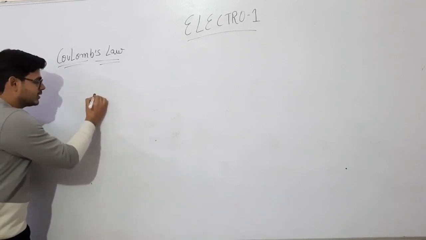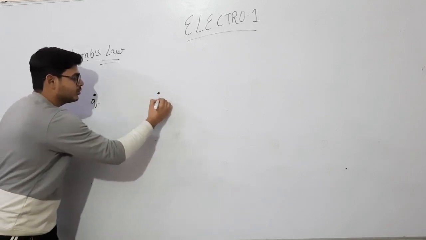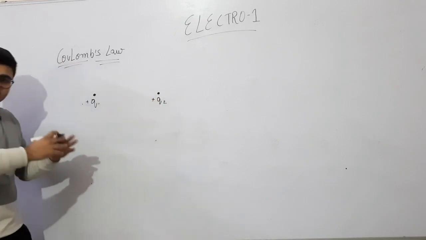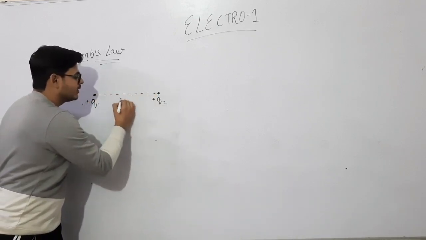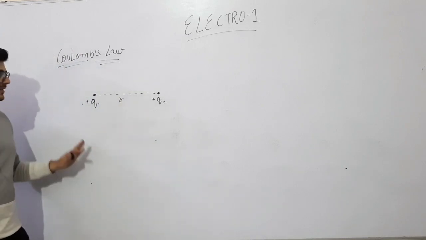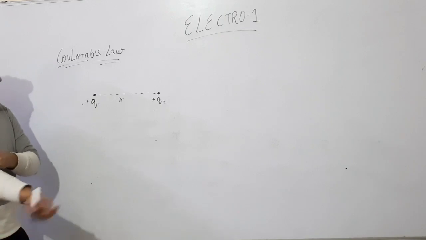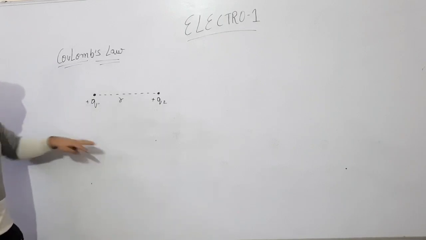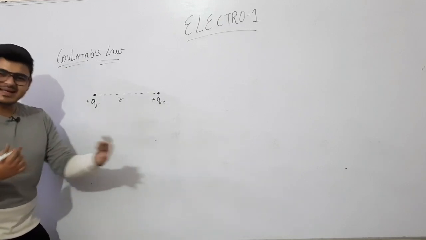So the idea given by Coulomb's law is this: let us suppose we have two charges. Here is Q1 and other is Q2. I have taken positive charges here, so basically they are going to repel each other with a distance r, right? I think it's pretty clear. What's going to happen here? These two charges are going to repel each other, right?